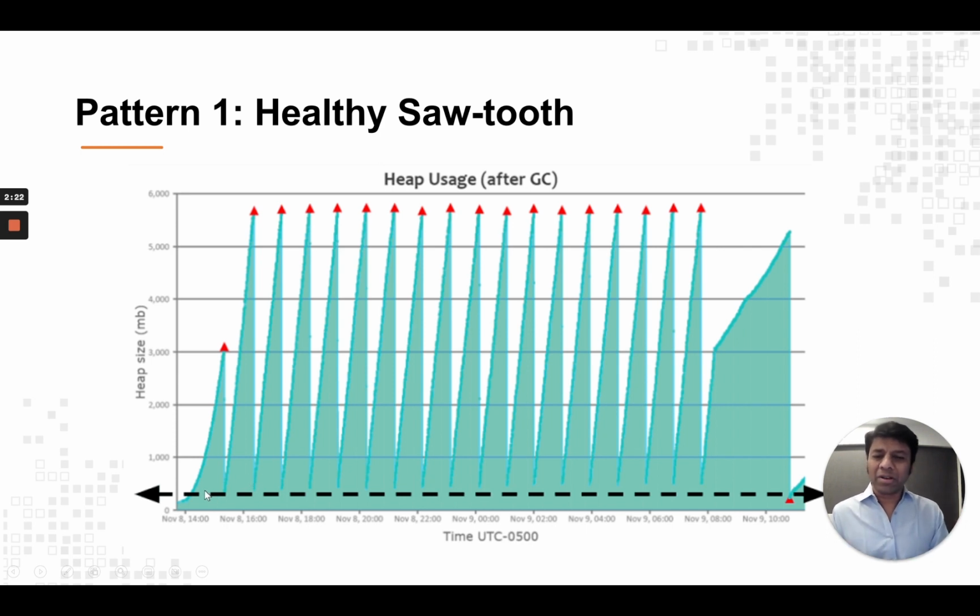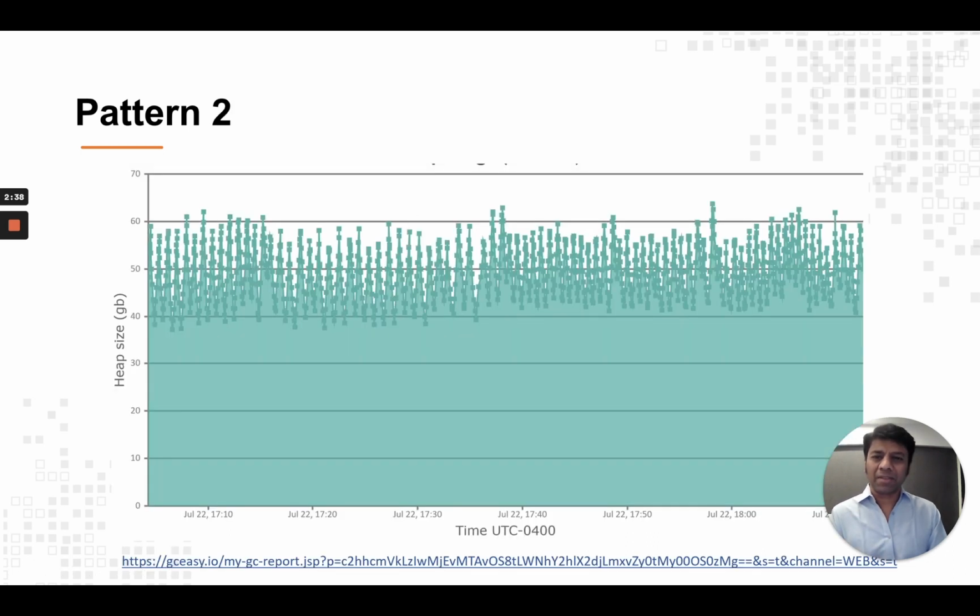But one thing, friends, look at the bottom. Here there is this line, a slope. If I put a slope, here it's going at 0 degrees. Look at all the bottom points. It's going at 0 degrees. So this is one pattern of a very healthy application. Now let's look at another pattern. This is pattern number 2.